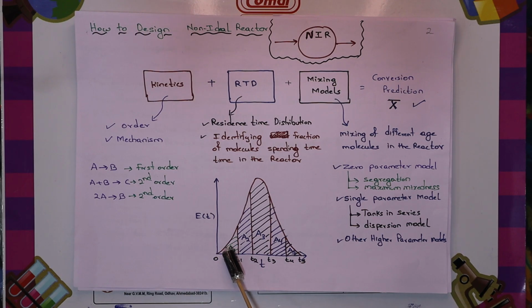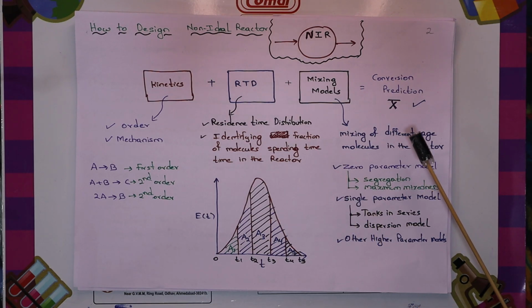Not just the time spent by the molecules is important, but also how the molecules mix with molecules of other times before they exit the reactor between 0 and time T1. That is what the mixing models will take care of. RTD will take care of the time. Mixing models will take care of the interaction. Once you have all three pieces of information, you can predict the conversion in the non-ideal reactor.